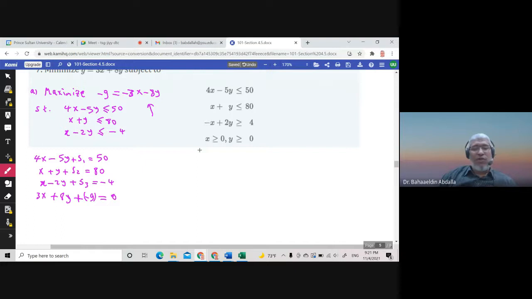So the coefficients of x are, the coefficients of y are, the coefficients of s1, s2, s3, f, or negative g. This is negative g. And then the right hand side, 50, 80, negative 4, and 0.